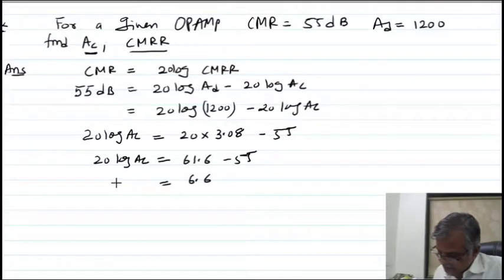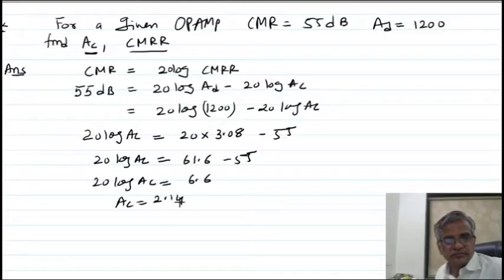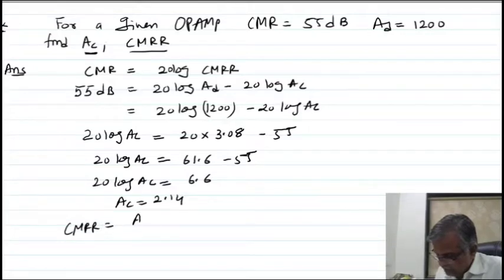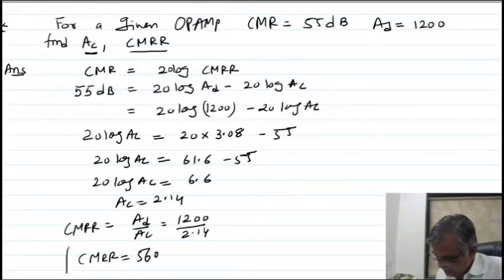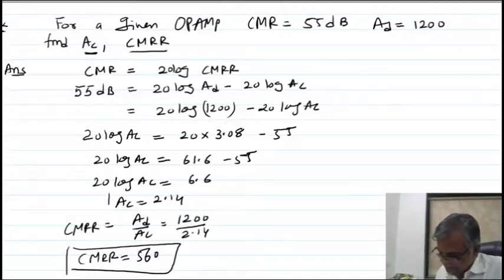6.6 log AC. If you do the calculation, you will get 2.14. Means you do the anti-log, you know this what to find. CMRR is equal to AD by AC. This is your 1200 upon 2.14. You will get 560. This is the way you can calculate.